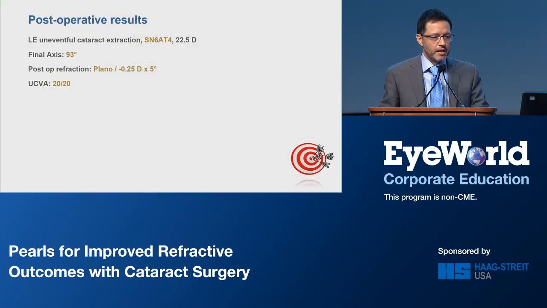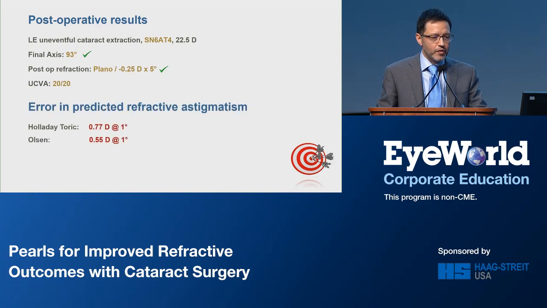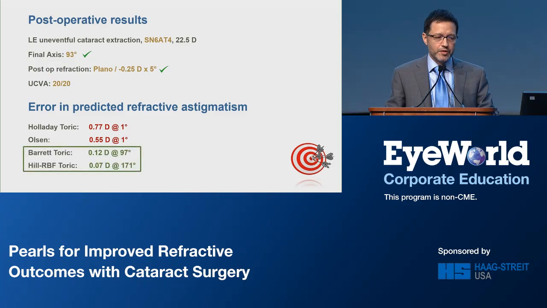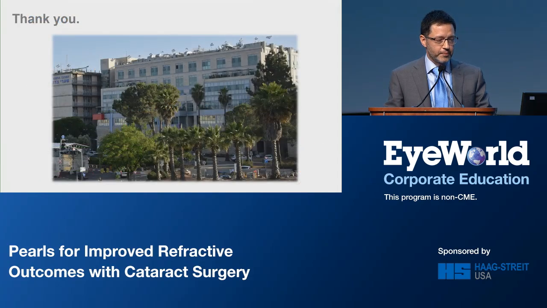So this lady had uneventful cataract extraction with a T4 lens implantation, and the final axis was 93, just 1 degree off depending on which calculator you look at. Post-op refraction was plano minus 0.25 at 5, so slightly with-the-rule residual astigmatism. And if you look at the error in the predicted refractive astigmatism, both the Holladay and the Olsen calculators yielded significant against-the-rule prediction errors, whereas using the Barrett and the Hill-RBF Toric calculator yielded prediction errors which were close to 0. Thank you.